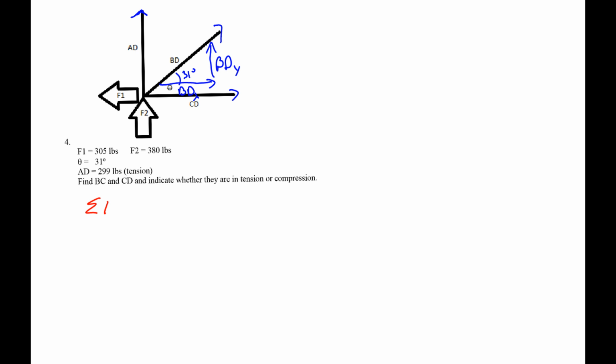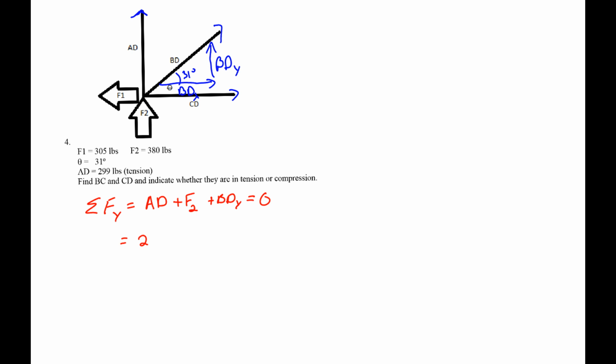So let's say summation of forces in the y direction. What are our y direction forces? AD. Is that going to be positive or negative? Positive. F2, positive or negative? And what else? Positive or negative? And if you see everything is positive and they add up to 0, what does that probably mean? One of them is going to end up being negative. So we'll probably end up having to switch the BD stuff.